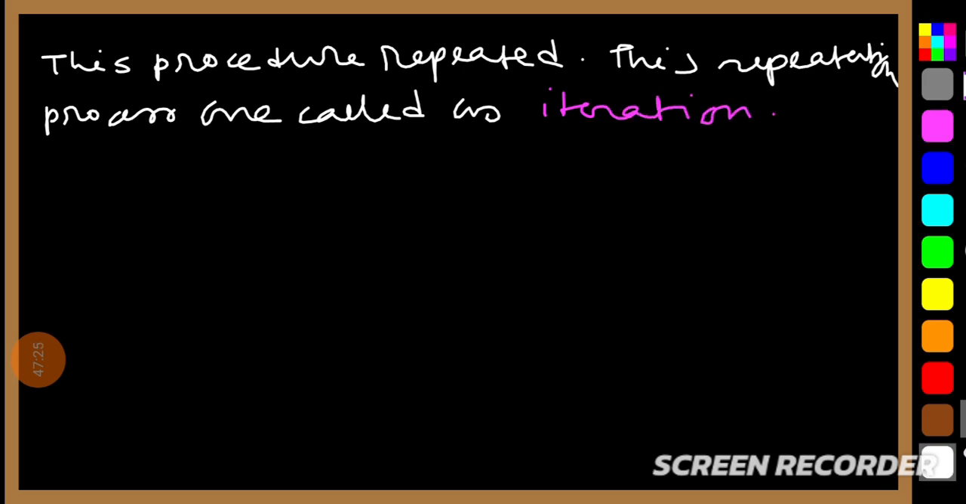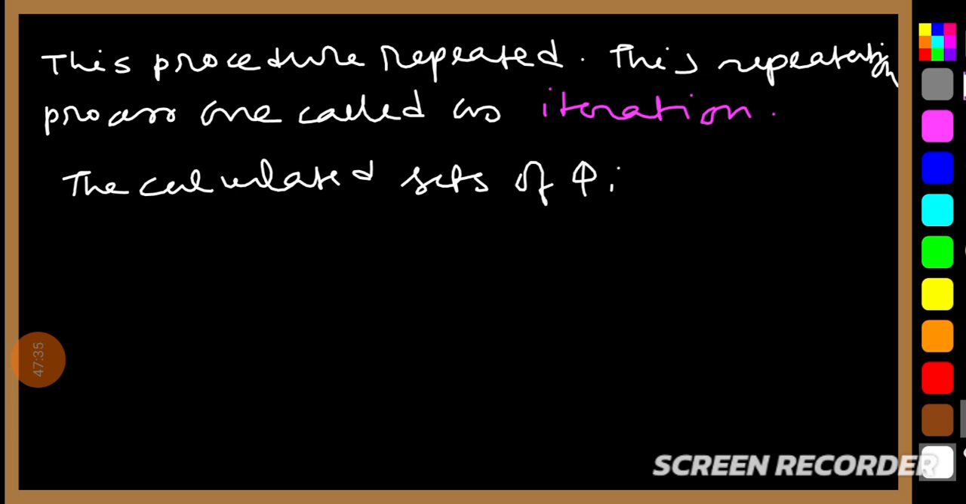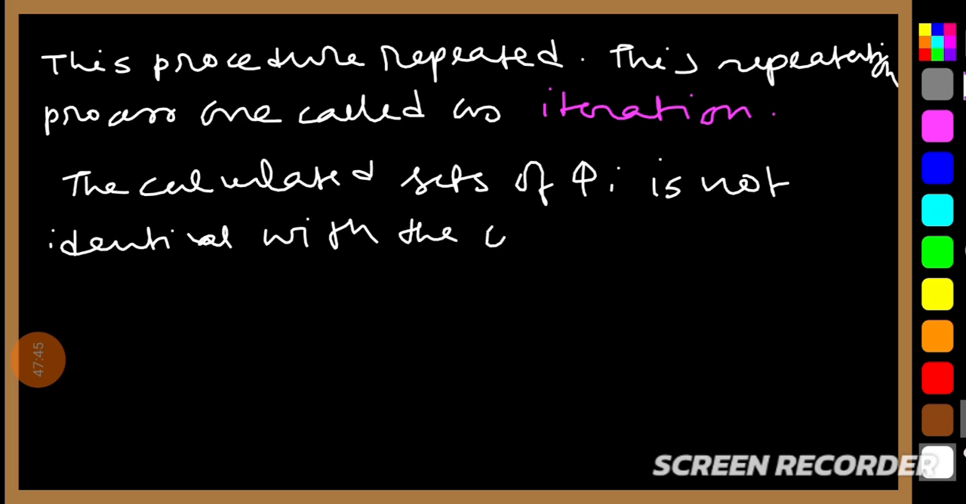And always remember, the calculated sets of phi i is not identical with the original chosen set. That means what? The two atomic orbitals you have to choose in their calculation and the other electron calculation are never to be the same.